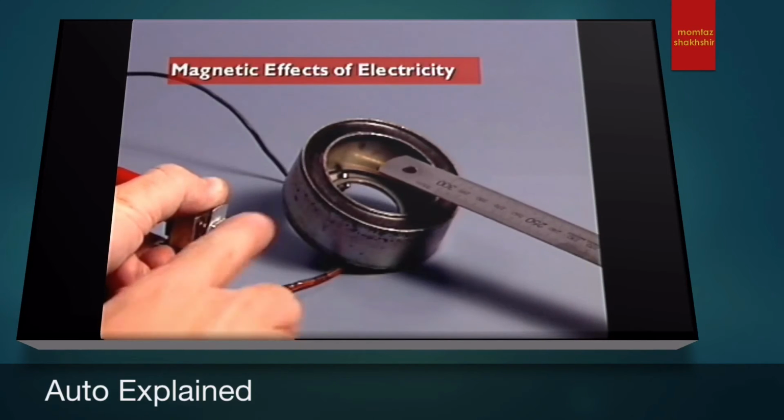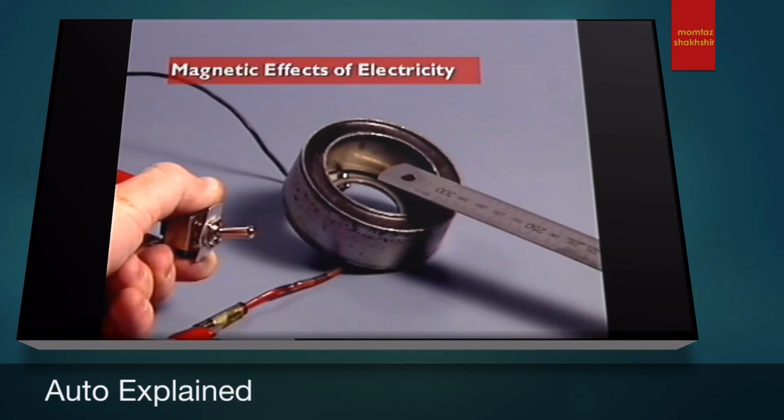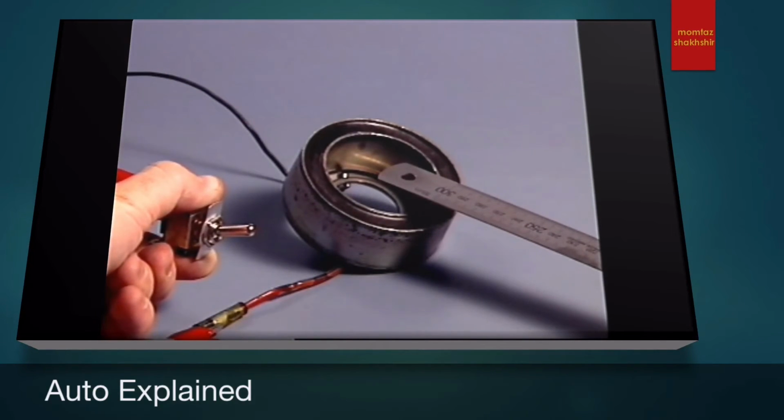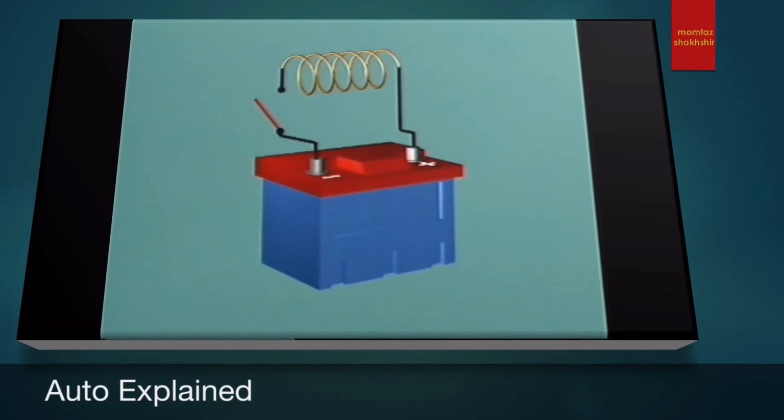This section examines magnetic effects of electric current. When current passes through a conductor, a magnetic field is created around it. When wire is wound into a coil, it produces a much stronger magnetic field.